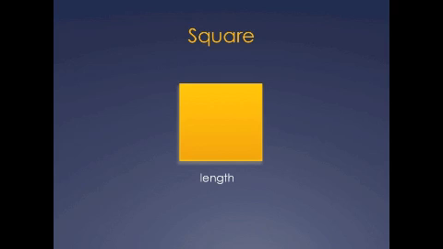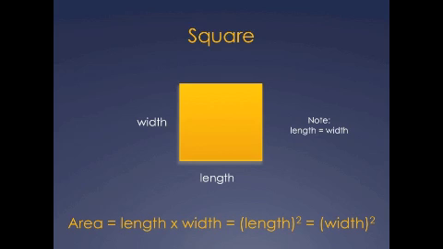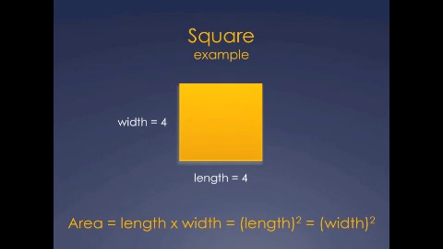Label your square with the length and the width. The area of the square is the length times the width. Note that in a square, the length and the width are equal. So the area of the square is the length times the width, which is the same as the length squared or the width squared.